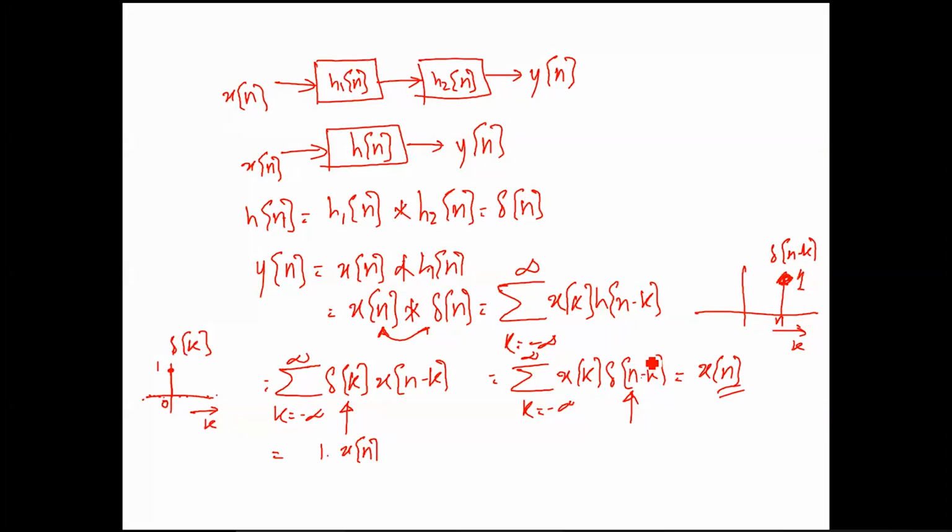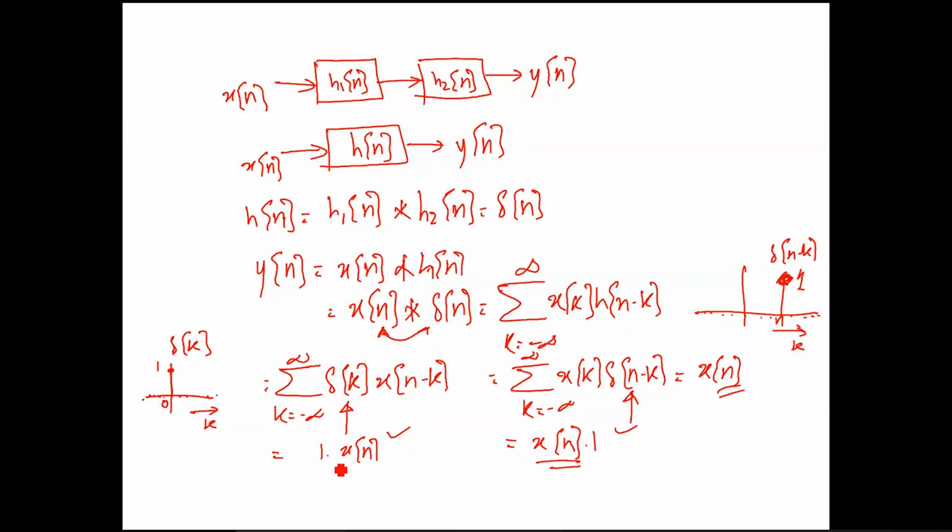Let's see here. Same delta function. At all values of k, this is 0. Only at k equal to n, this is equal to 1. So if you open up this summation for this product, this particular term in the product is always 0 and is 1 only at n equal to k. At n equal to k, this is equal to 1, and at n equal to k, the first term is x of n, and this is 1.